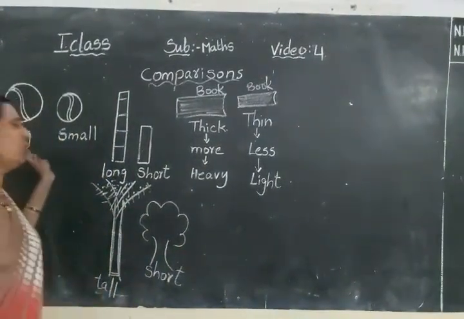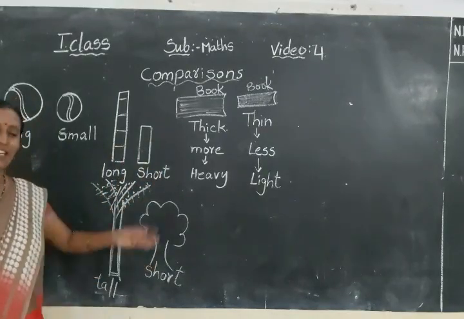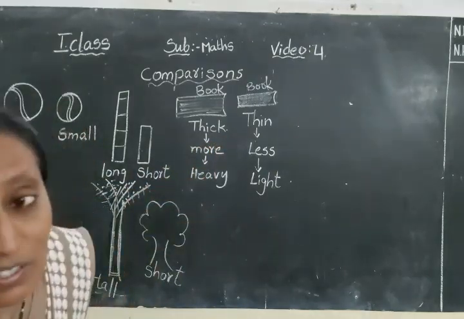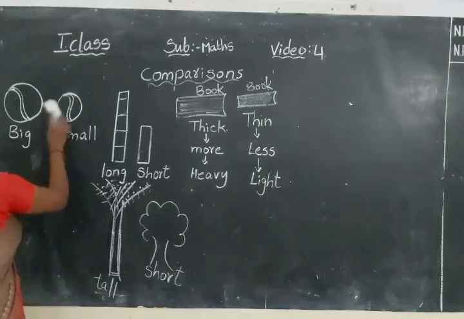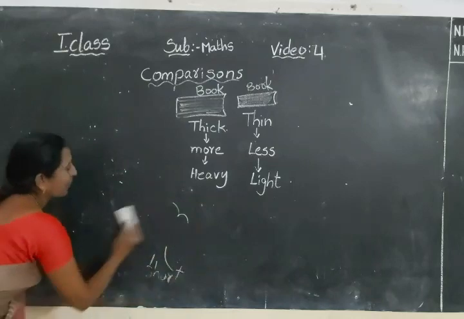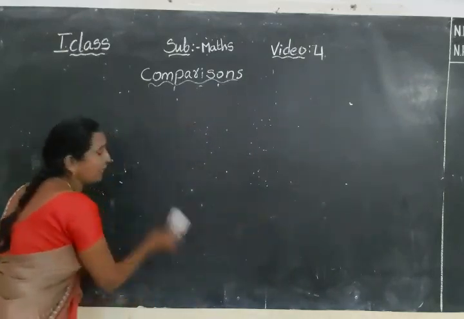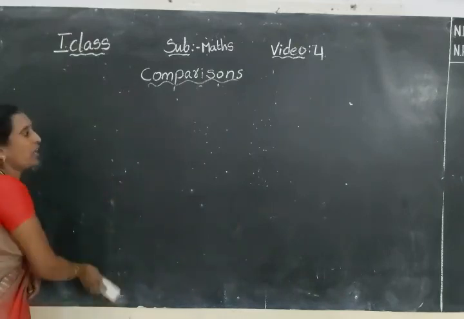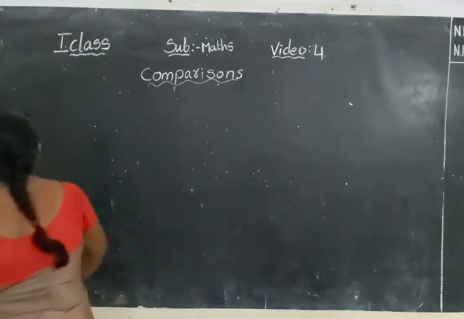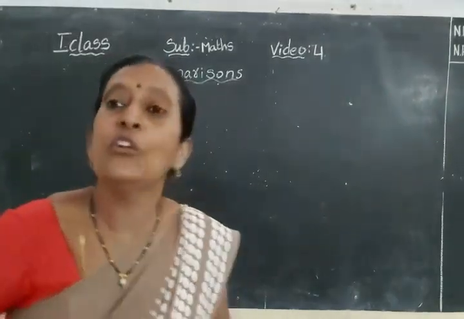Now you learned big, small, long, short, tall, short. Like that you already learned more or less. I'll give another topic. These are all already known, huh? Big, smaller, long, short. You already learned in the previous classes. Now I am going to the new topic. Those words are new for you.